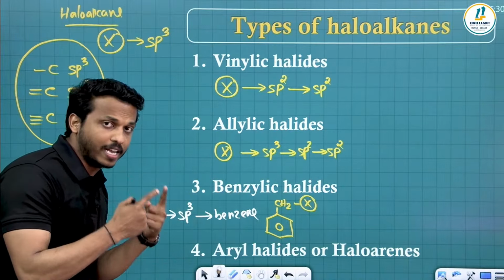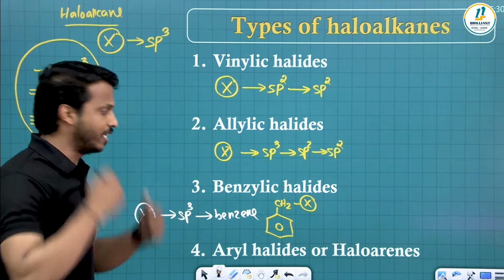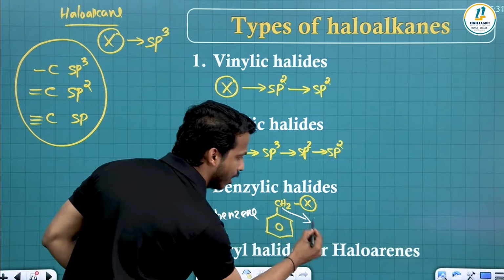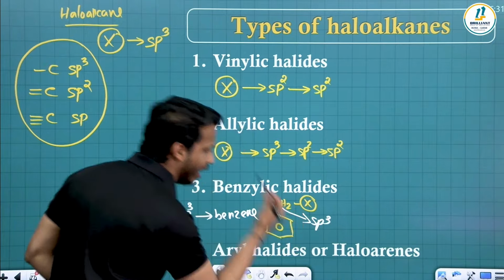Halogen connected to carbon sp3, then it's connected to benzene. See all of you, halogen connected. What is this carbon hybridization? Full single bond, sp3, and then a benzene ring.